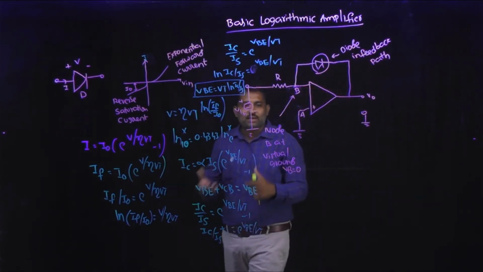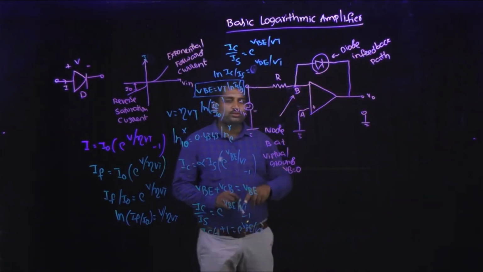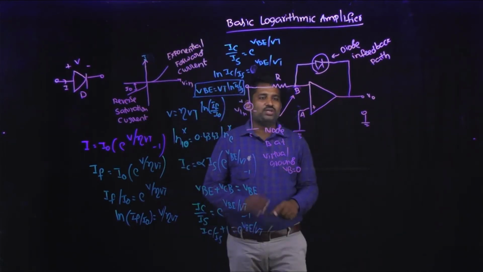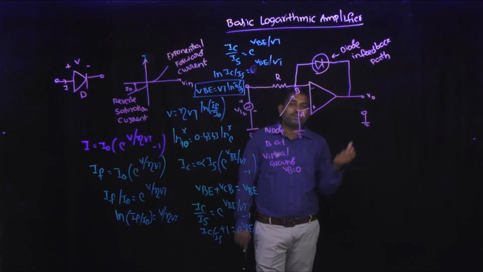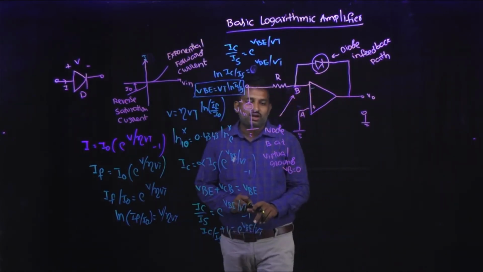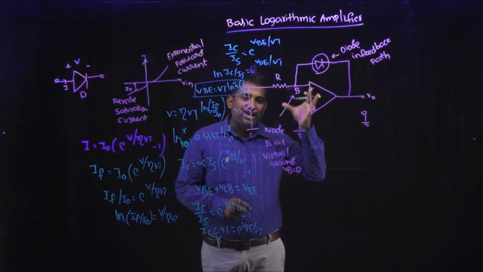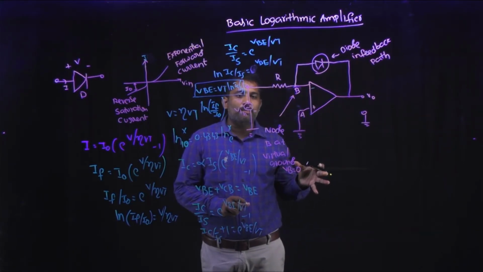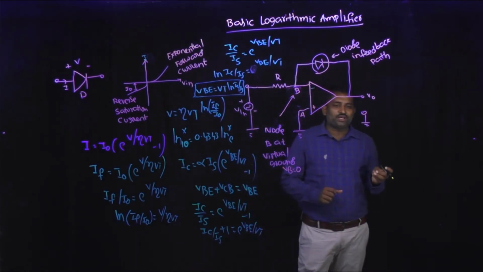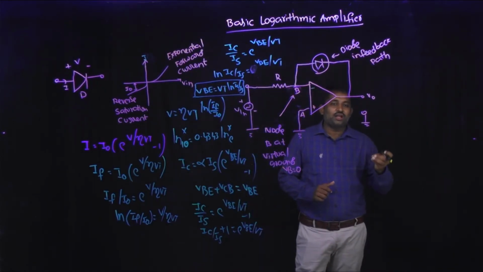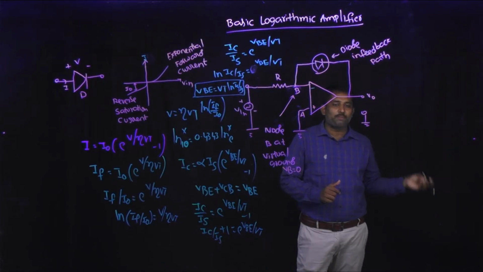Now what I am going to do is consider the diode connected in the feedback path, that too connected to the negative feedback. Next, I am going to find the logarithmic amplifier output voltage, and logarithmic amplifiers are nothing but the non-linear applications of op amp.